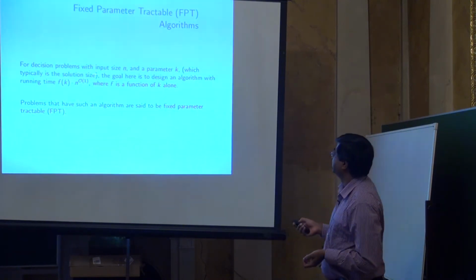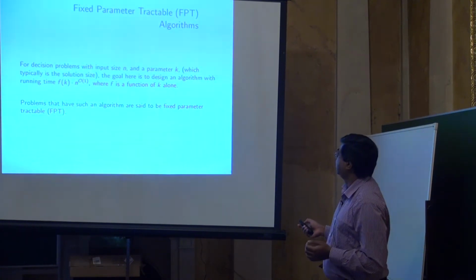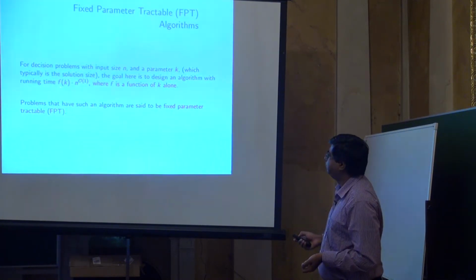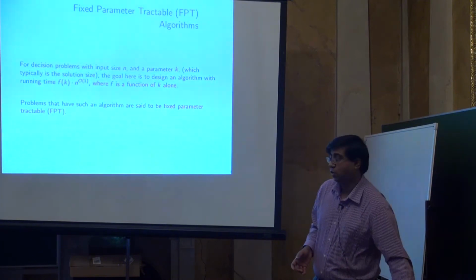For example, what does it say? You have input size n, and you have some parameter k, which typically is the solution size. We will see some examples. And what is the desire? You want to make an algorithm with running time f of k times n to the power big O of 1.